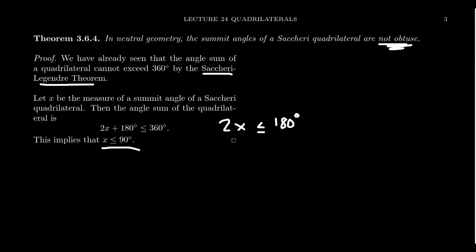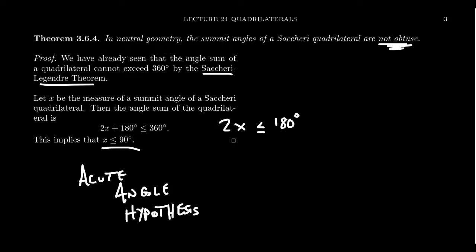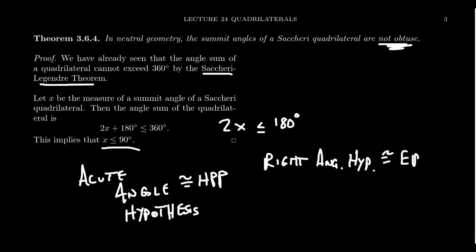And so these different possibilities give us the so-called acute angle hypothesis. So the acute angle hypothesis is the assumption that the summit angles of a Saccheri quadrilateral are always acute. That's equivalent to the hyperbolic parallel postulate. We of course also have the right angle hypothesis, which is going to be equivalent to the Euclidean parallel postulate. Saccheri couldn't distinguish between those possibilities. The last possibility, of course, is the obtuse angle hypothesis. Are the summit angles of a Saccheri quadrilateral obtuse?